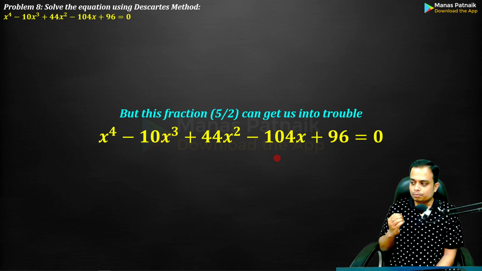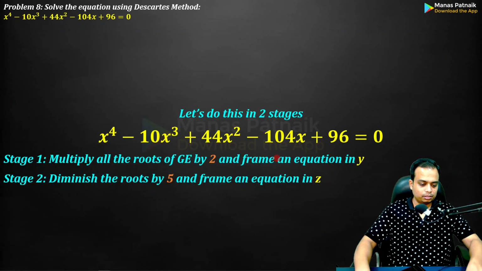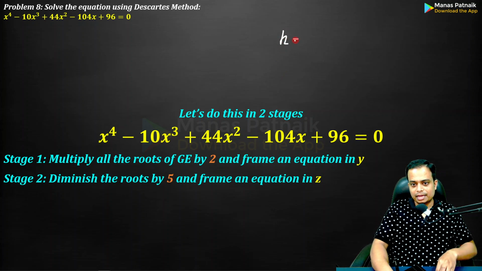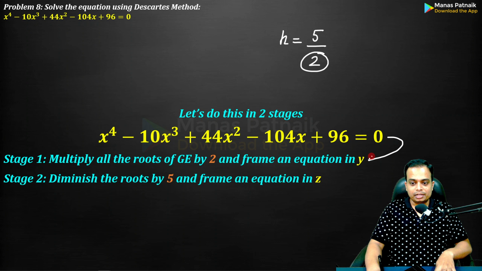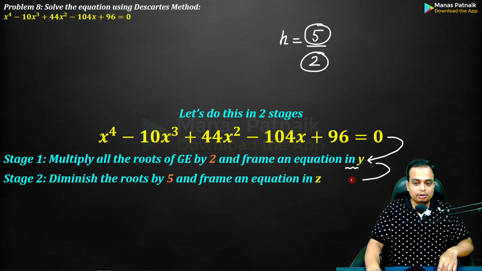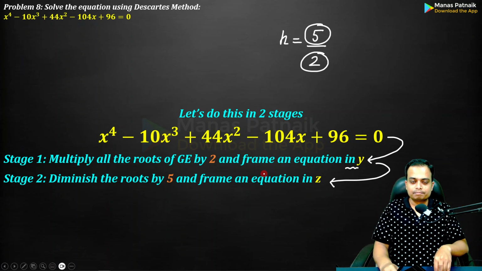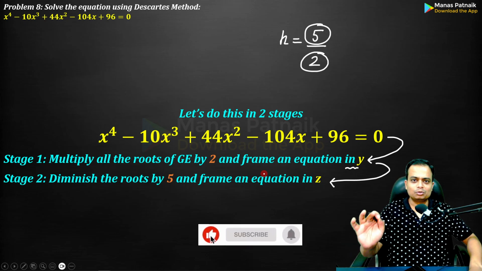We are going to approach this using 2 stages. In first stage, please note, since we've got the value of h as 5 over 2, we are going to multiply the roots by 2. And when that happens, you will have an equation in y. Now consider the equation in y. You are going to then diminish the roots, subtract the roots by 5. Then you are going to have an equation in z, and there you will observe that there is absolutely no x cube term. Let me implement these things and I'll summarize everything for you, don't worry. Everything will be super smooth.